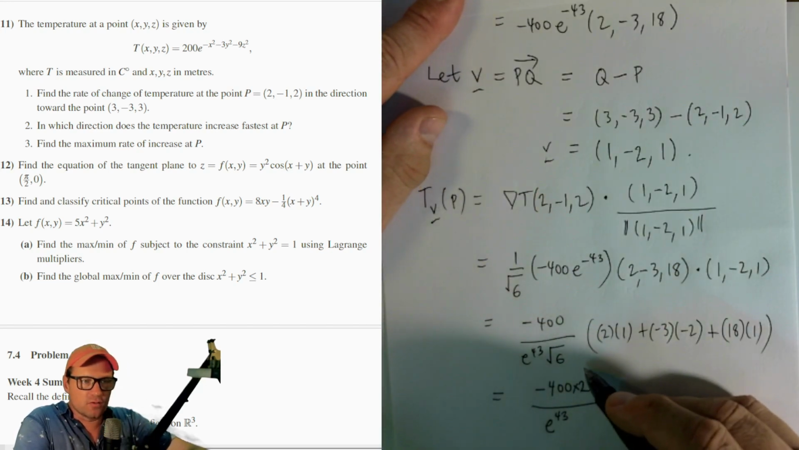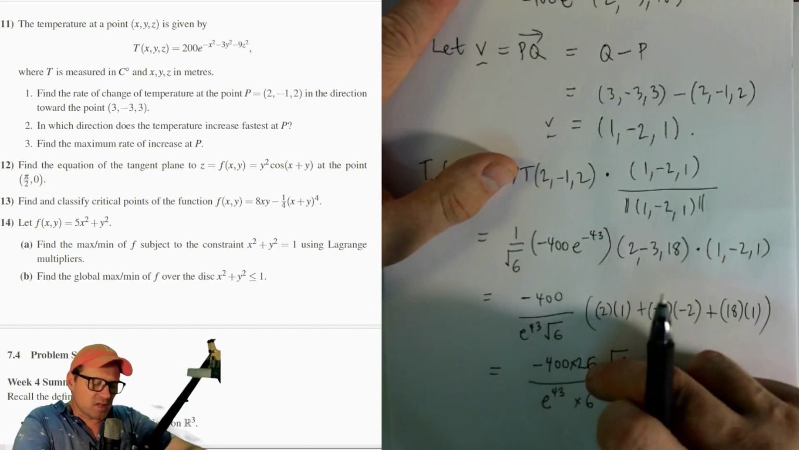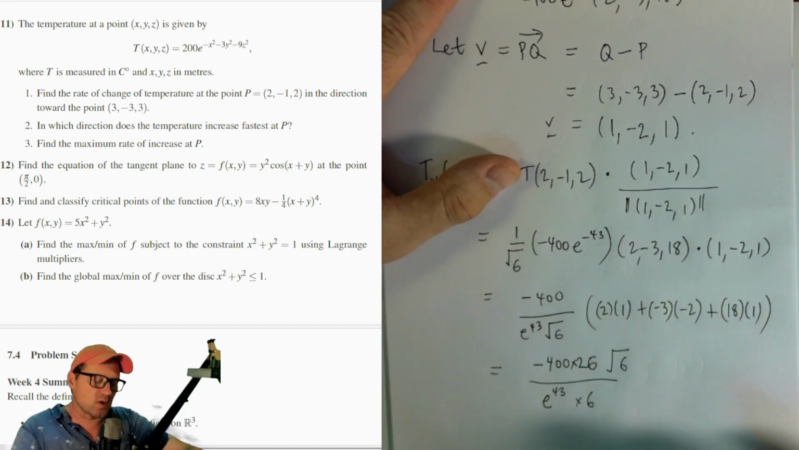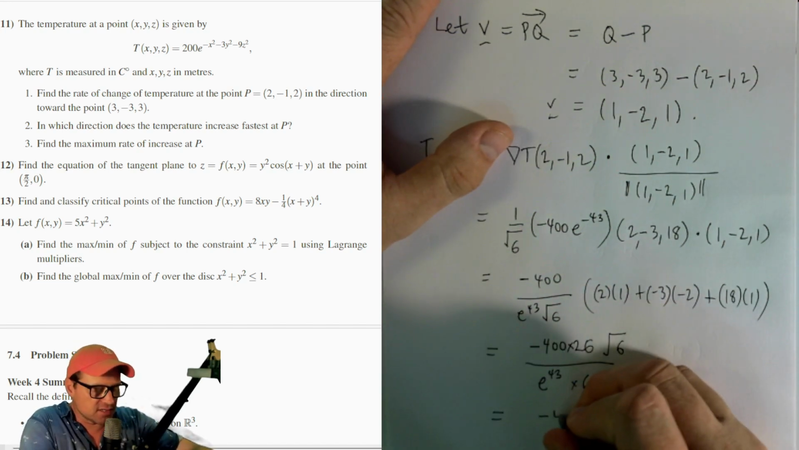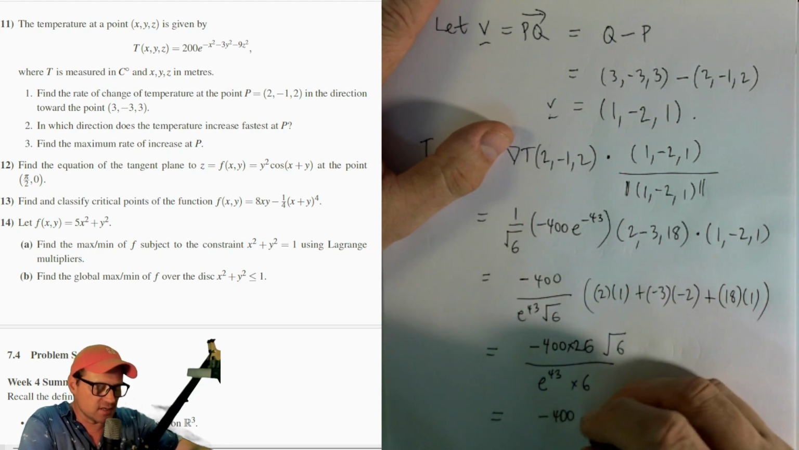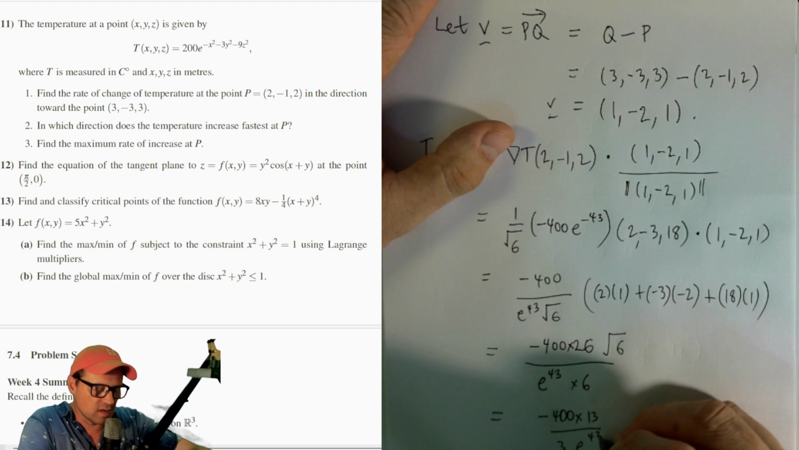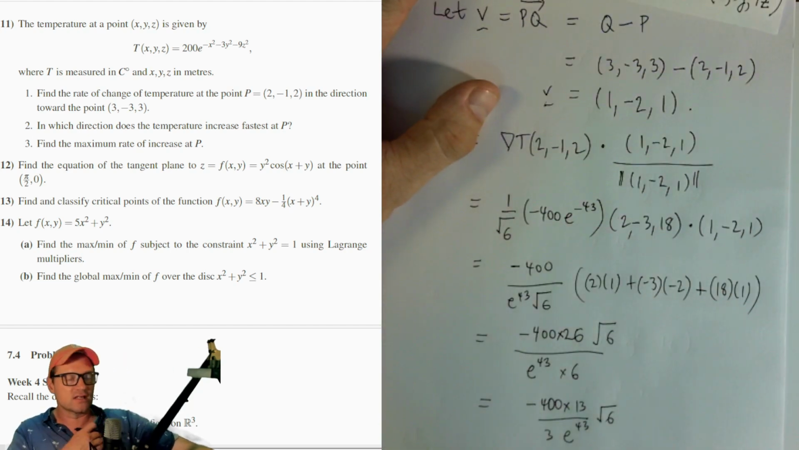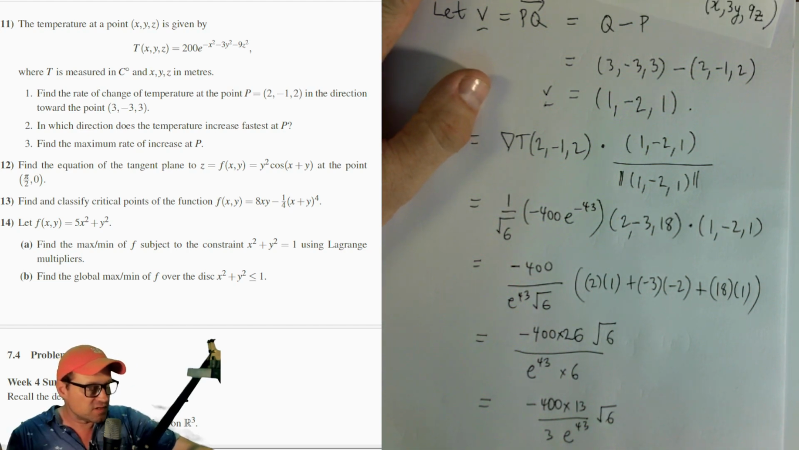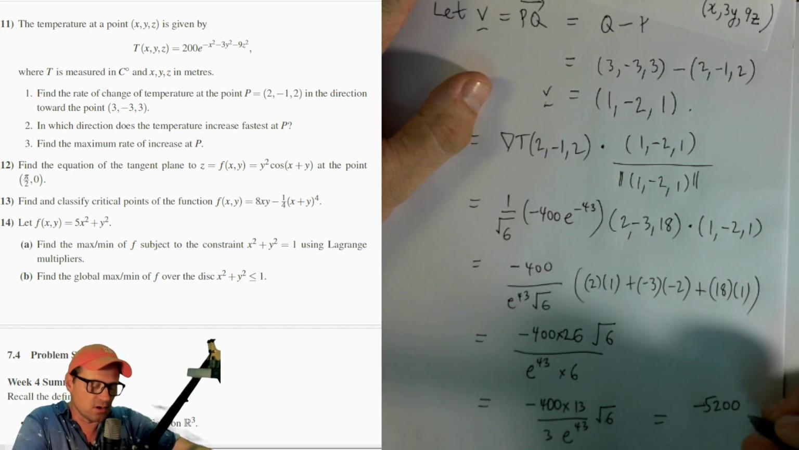Now let's write 1 over root 6 as root 6 over 6. Okay, so we can multiply this out and cancel a 6 where possible. So 26 has a 2 in it. We have minus 400 times 13 over 3 e to the 43 root 6. And so 400 times 13, well, let's consider 4 times 13, so 52, so 5200, so minus 5200 over 3 e to the 43 root 6.